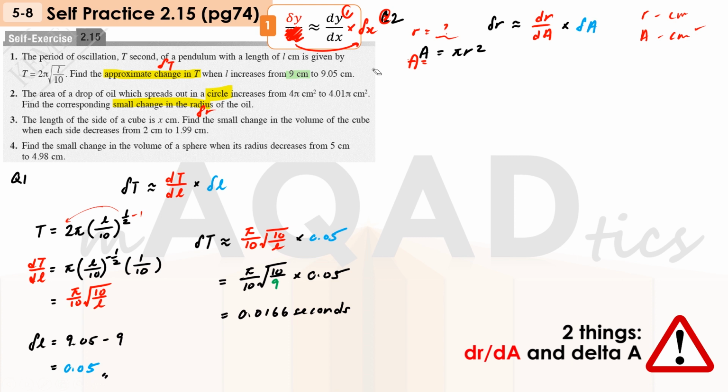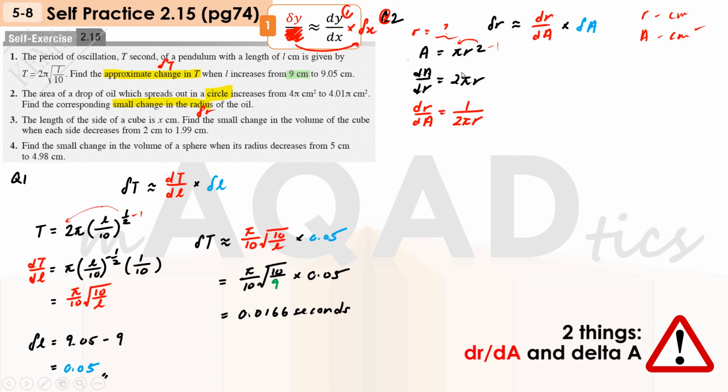Pi r squared, then we use this equation to help us differentiate and find the first quantity that we want. Right, so if we differentiate, the power moves to the front, 2 pi r, and the power minus 1. But another thing a lot of students forget is this one is dA over dr. This one is dr over dA. It's inverted. So what we need to do is to invert this.